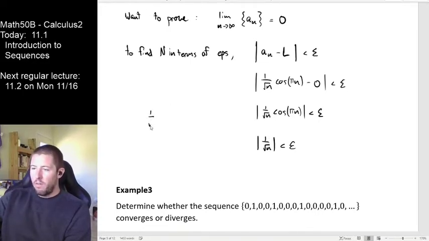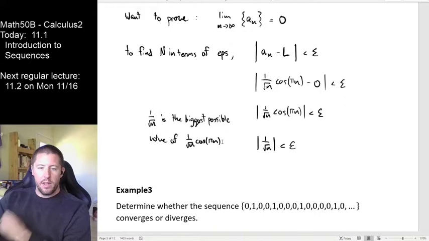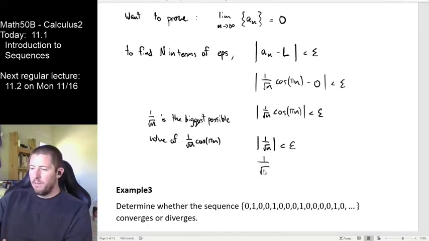Let me just say over here, 1 over root n is the biggest possible value of 1 over root n cosine of pi n. Right? That's the biggest it could ever be when cosine has the value of 1 right there. So in that case, if I could just guarantee that 1 over root n is less than epsilon, then I know that I'm good to go, because this is guaranteed to be the biggest that our original sequence could have ever been. The other thing that's nice for me here is that 1 over root n is guaranteed to always be positive, so I think I can go ahead and drop my absolute value bars here.